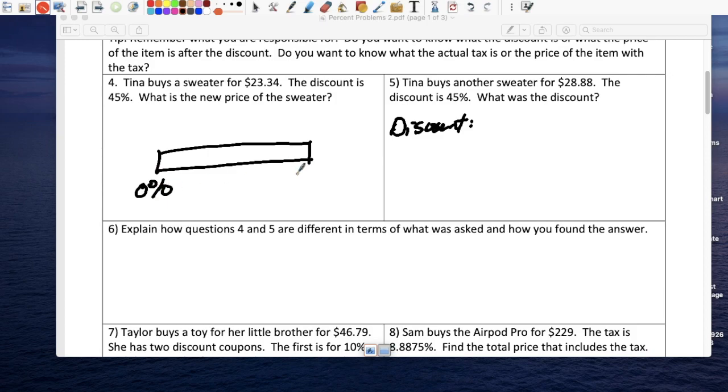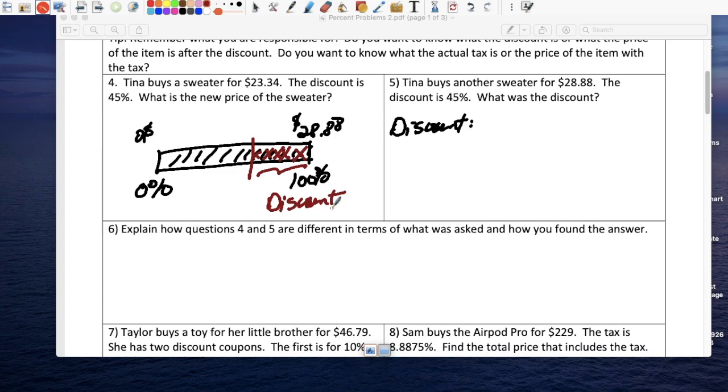0%, 100%. The sweater is $28.88 cost-wise. So as of now, this whole bar represents 100% of what I'm paying, which is $28.88. And again, in this case, I'm going to have a 45% discount. 10, 20, 30, 40, 45. So this is going to be the discount. This right here, that's my discount.